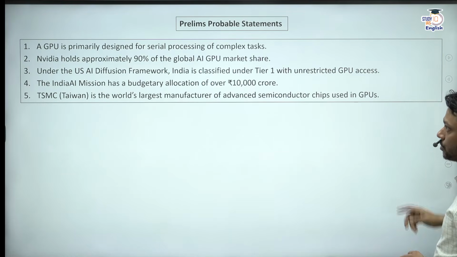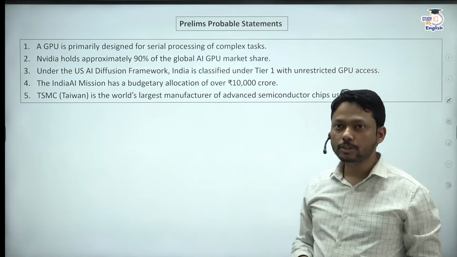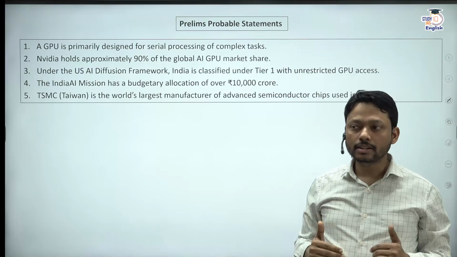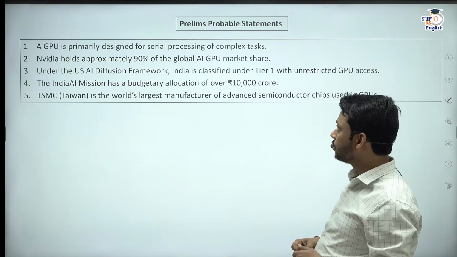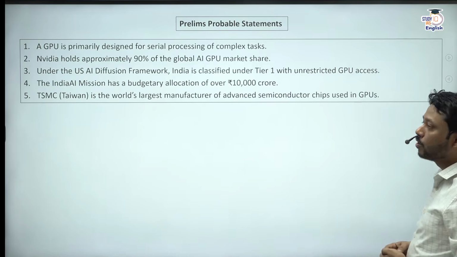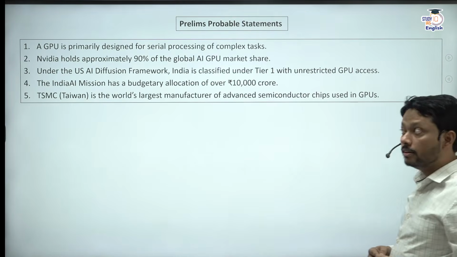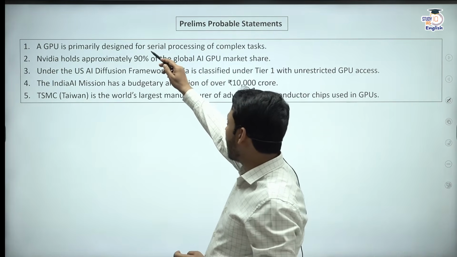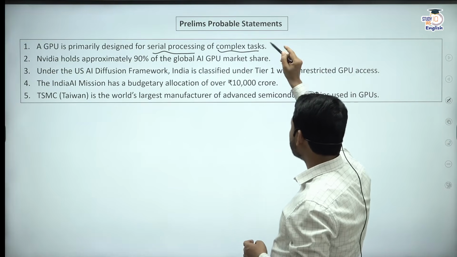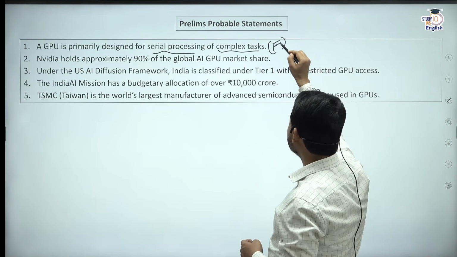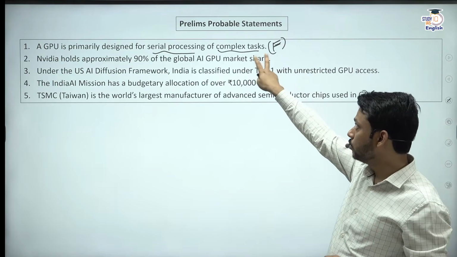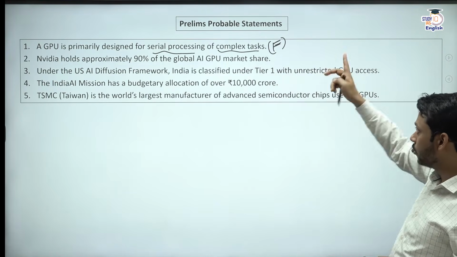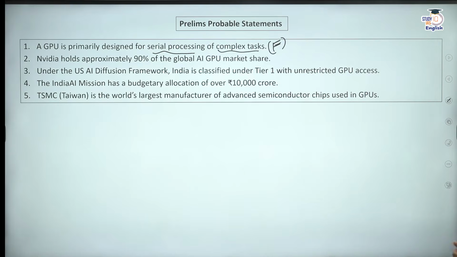Now we'll do some questions. I'll read the statement. You'll tell me true or false. You must get the answer before I give you the answer. A GPU is primarily designed for serial processing of complex tasks, which is false, because it is parallel processing of simple tasks. Remember this. GPU is not in every sense superior to CPU. This is the job of CPU, not GPU: serial processing of complex tasks. GPU goes with parallel processing of simple tasks.